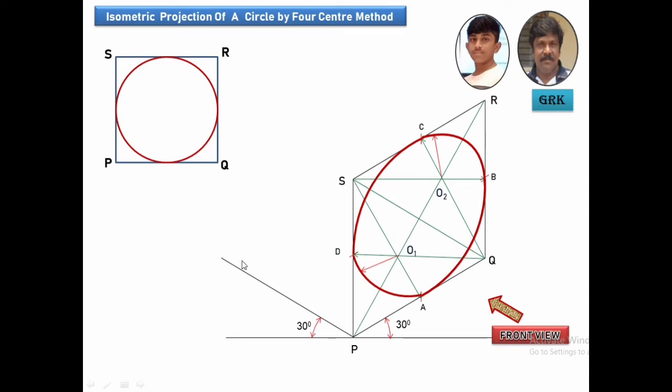Whatever procedure I explained holds good even for drawing the semicircle or the quadrants. We'll try to learn those things when I take up the corresponding problems with semicircle and quadrants. Now let us try to understand how to draw the left and the top view.